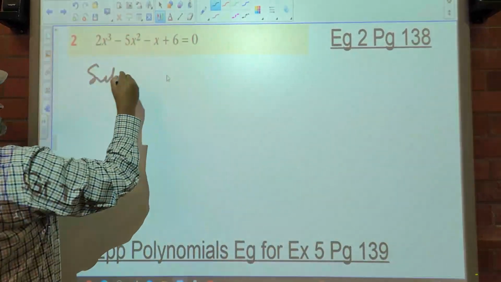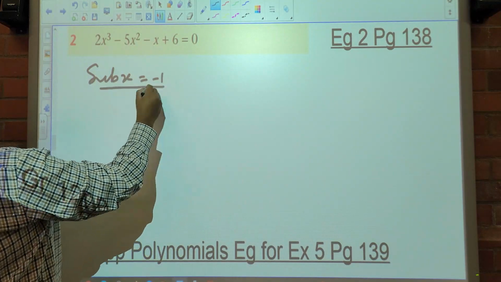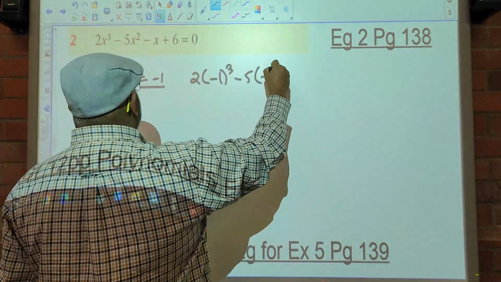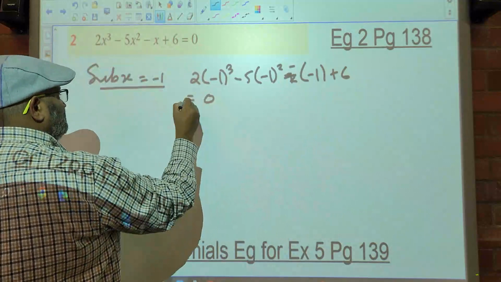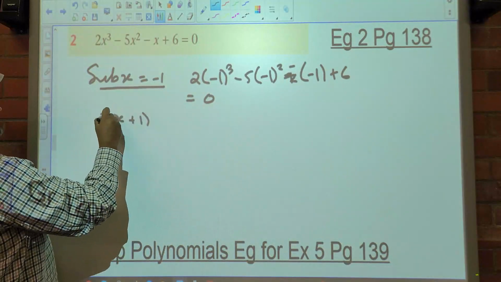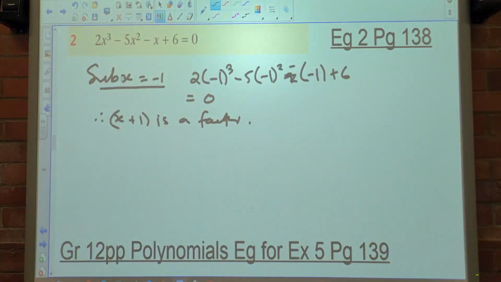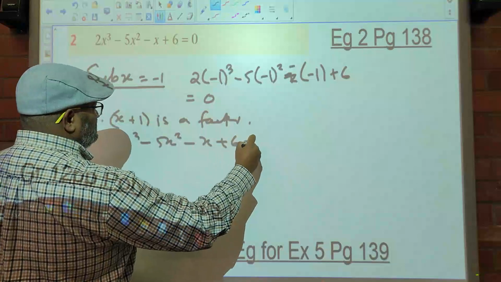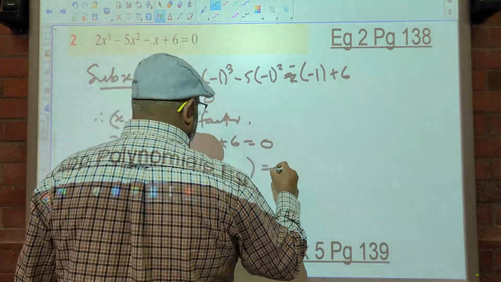Okay, so x is equal to negative 1. So what I do is I say 2 into negative 1 cubed minus 5 times negative 1 squared minus negative 1 plus 6 gives you an answer of 0. So therefore, x plus 1 is a factor. So 2x cubed minus 5x squared minus x plus 6 equals 0. First, my linear factor is x plus 1. Let's work on the quadratic factor.